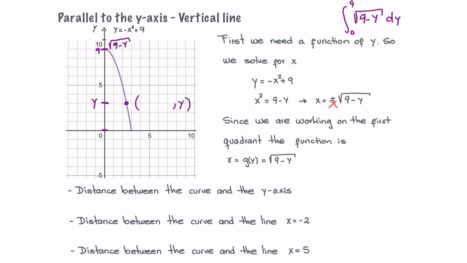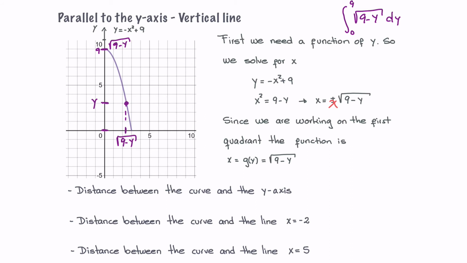But then the x coordinate is in terms of y. So this is just g of y, right? Which is just the square root of 9 minus y, comma y. So the x coordinate here is going to be the square root of 9 minus y. Okay, you get that? So now we are switching to working with respect to y. And now we know the x coordinate is in terms of y.